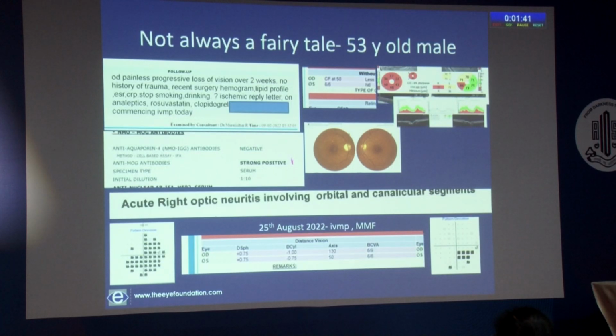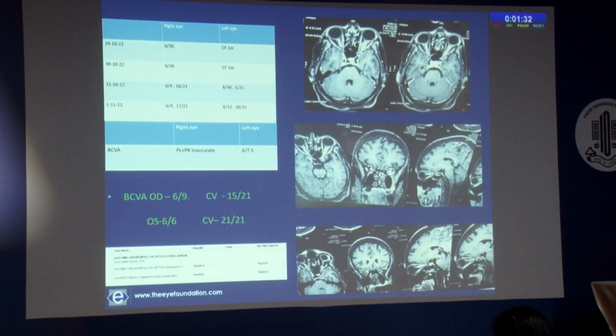And eventually over a period of time with mycophenolate mofetil, the patient did recover 6/6, but the severe disc pallor and severe field loss persist. So it may not always be a fairy tale, and this patient had multiple recurrences.